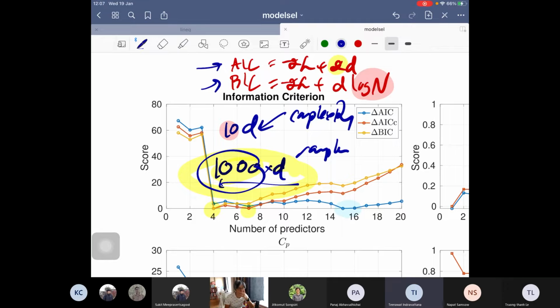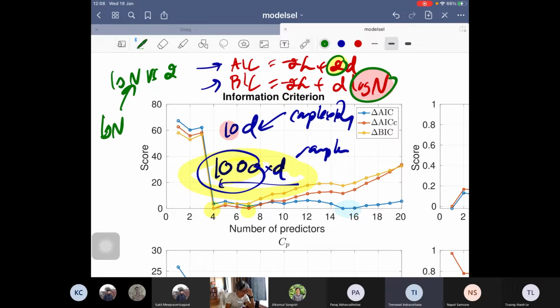So with that in mind, between AIC and BIC, which one has more weight on the complexity? Log n and 2. Think about log n. n is the number of samples. Like if you have 1,000 samples, is log n bigger than 2? Yes, it's bigger than 2.